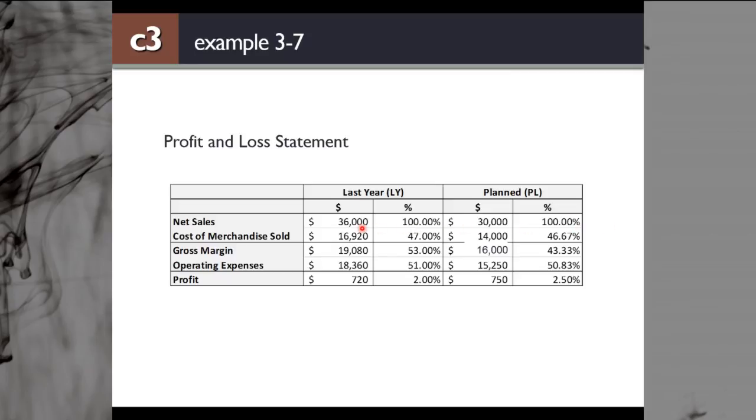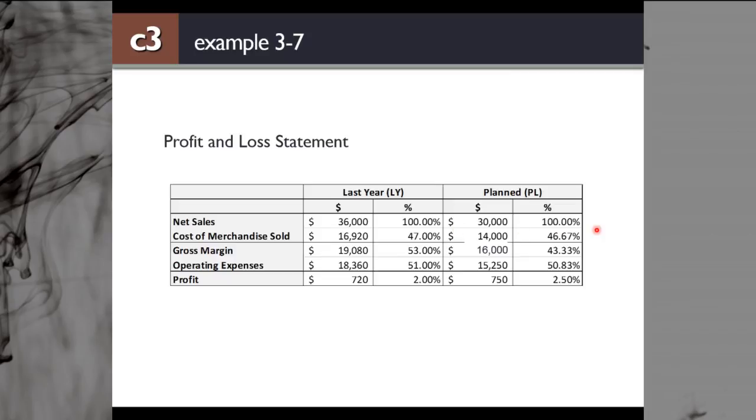But you can see that it has different sales, and it has a different cost of merchandise sold, and gross margin different, operating expenses different, and also the profit different. But this is going to be the plan based on what you had before. So let's interpret this. So how about sales? Do you want to have more sales the following year, this year, or no?